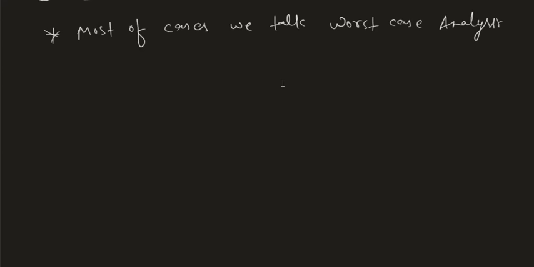Next, the average case analysis is not easy to do in most of the practical cases, and it is rarely done. In the average case analysis, we must know or predict the mathematical distribution of all possible inputs. And the best case analysis is bogus. Guaranteeing a lower bound on the algorithm does not provide any information, as in the worst case, an algorithm may take years to run.